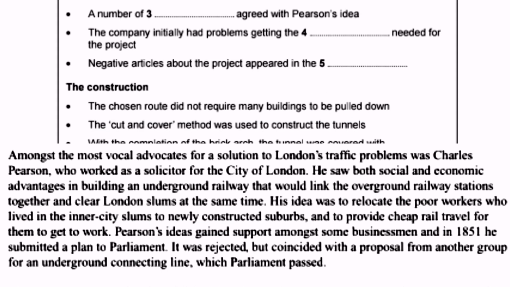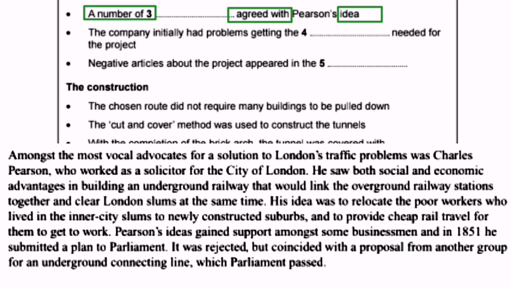Next is question number 3: a number of blank agreed with Pearson's idea. Keywords are a number of, agreed, and Pearson's idea. So the hint for question number 3 is that our answer is people. So our exact answer is not people, but it may be members, solicitors, parliamentarians, politicians, businessmen, or something like that. Let's go to the reading passage to find the answer of question number 3.